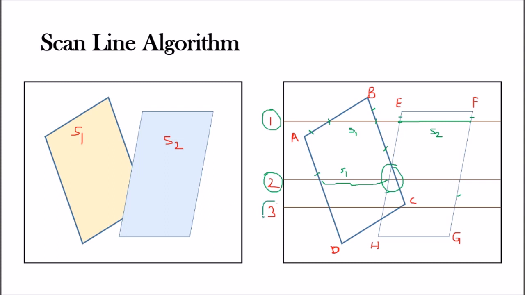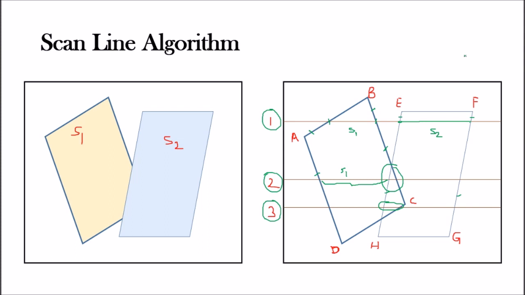Similarly, you can consider the third scanline. From here to here there is only a single surface, so the intensity of S1 will be transferred to the refresh buffer. Between this region there is an overlapping of two surfaces, so depth value calculation is required between those two points. Based on the depth value you can determine the intensity. And in the last region, from here to here, only S2 is available, so no need of any calculation. So this is nothing but how the scanline algorithm works for the removal of hidden surfaces and detection of visible surfaces.